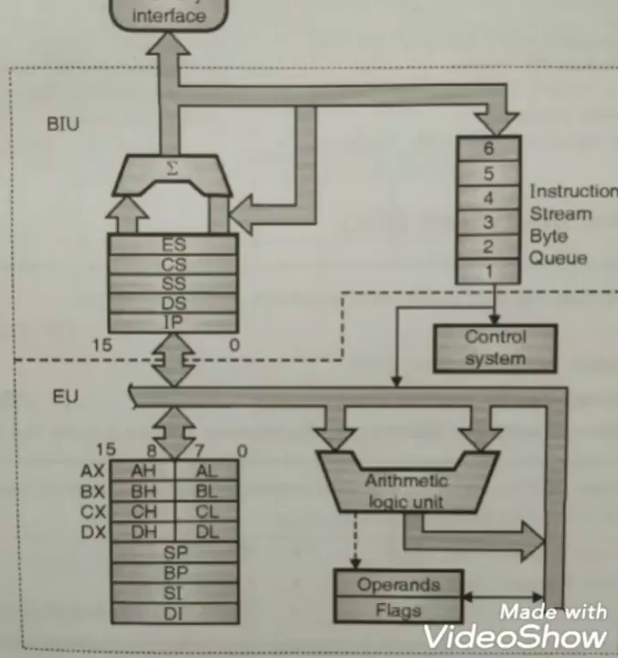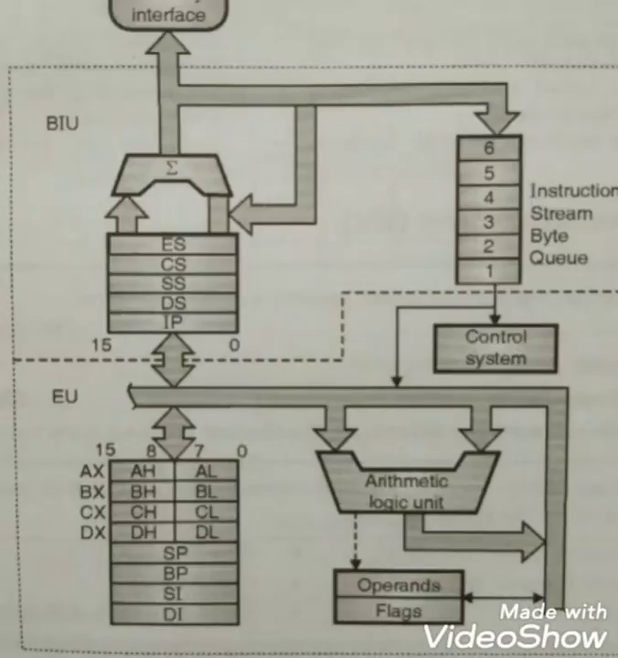Next is execution unit. The execution unit is responsible for decoding and executing all instructions. Execution unit has control system, arithmetic and logic unit, operand register, flag register, general purpose registers, pointer registers, index registers.